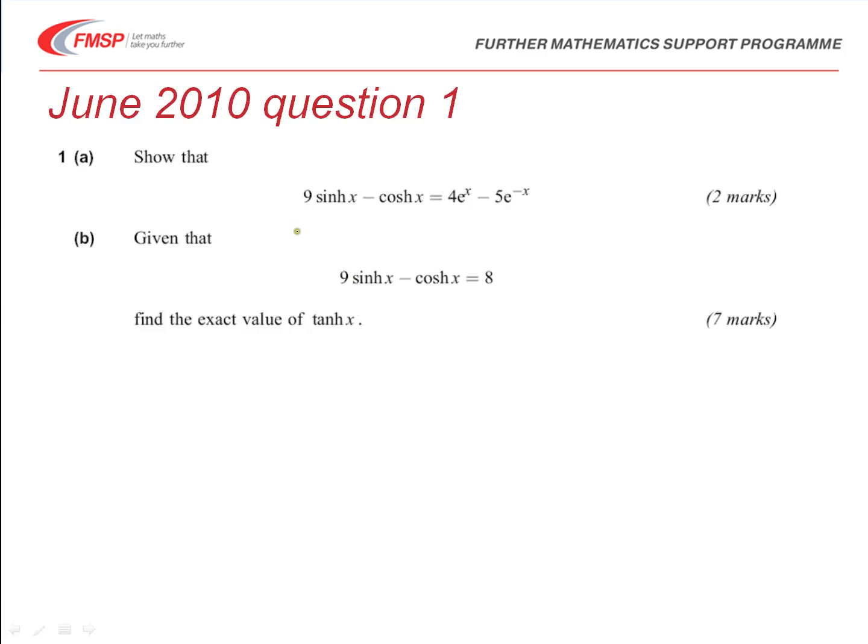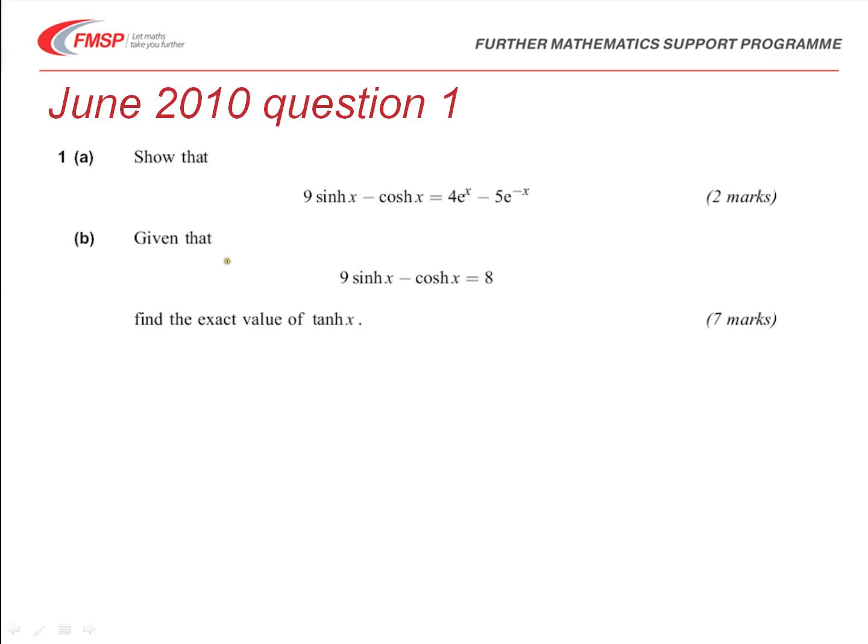Well, the first part of this question is an algebraic "show that". So we have the left hand side, which is a function of sinh and cosh, and we're going to simplify it down to the exponential function, and in order to do that we need to know the definition of sinh and cosh in terms of e to the x.